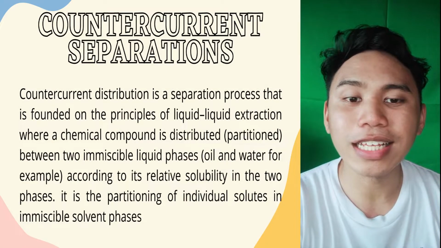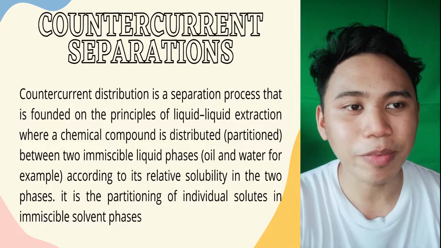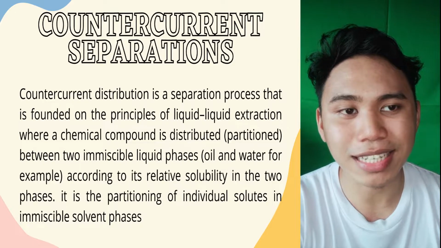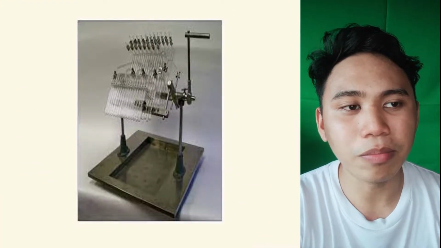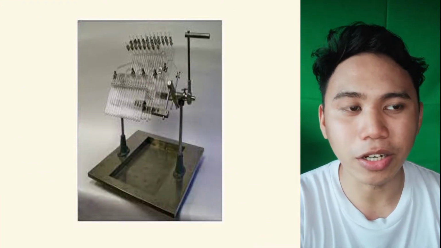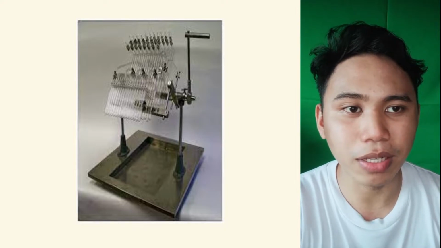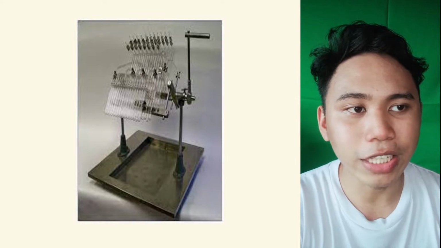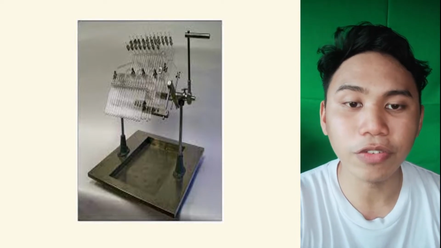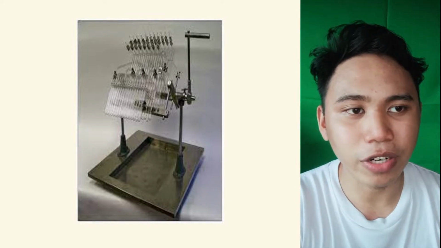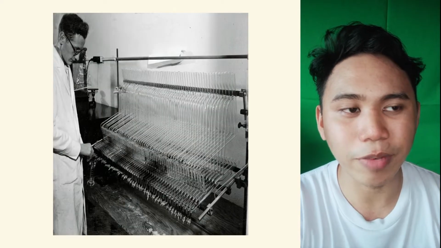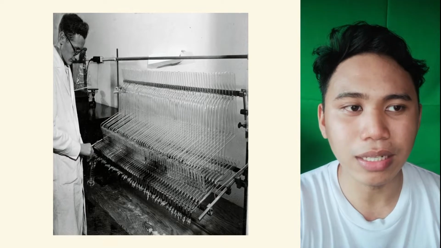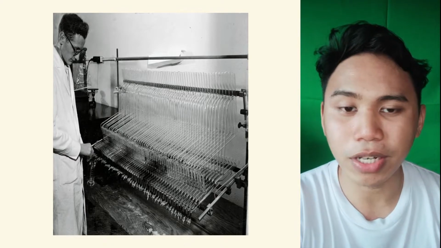Next is countercurrent distribution. It is a separation process founded on the principles of liquid-to-liquid extraction, where a chemical compound is distributed or partitioned between two immiscible liquid phases, oil and water for example, according to its relative solubility in the two phases. The simplest form of liquid-to-liquid extraction is the partitioning of a mixture of compounds between two immiscible liquid phases in a separatory funnel.